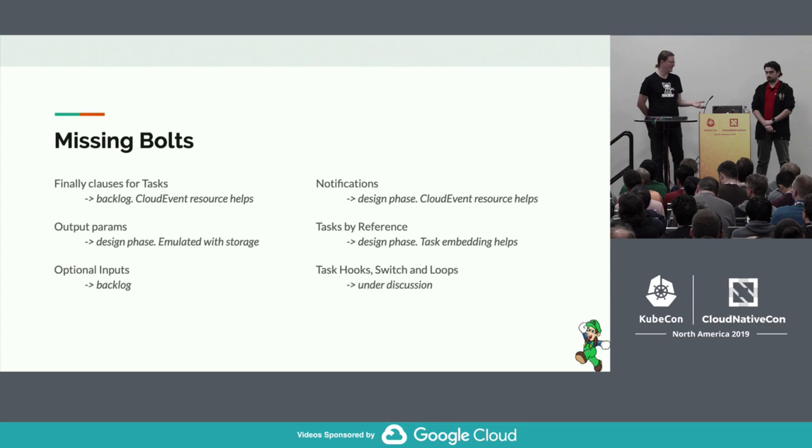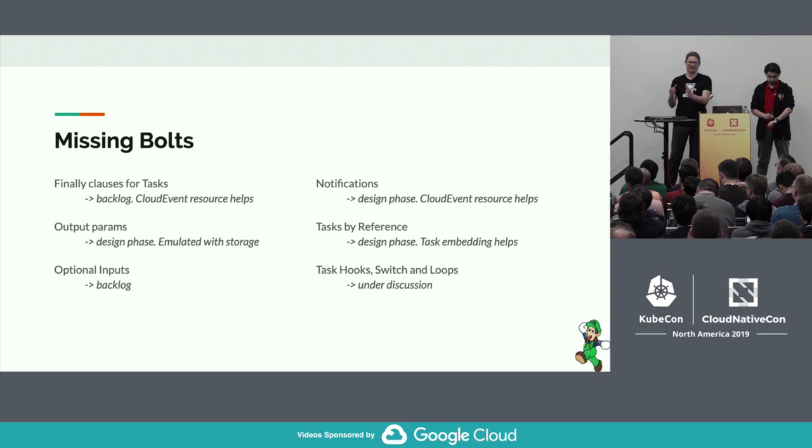One use case that we found a lot is it would be good to have finally-type clauses. So say, okay, I ran this task, but whatever happens, I still want to do this at the end. And we need support for output parameters. That is something that we can emulate with buckets now, but we need to have more native support for that. Optional inputs would be really helpful to make tasks more reusable, and same for resources.